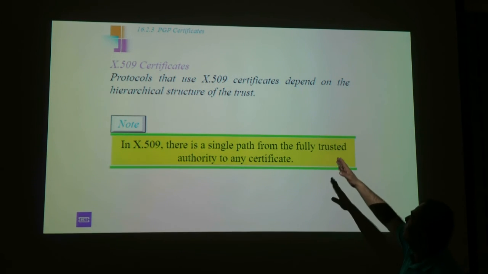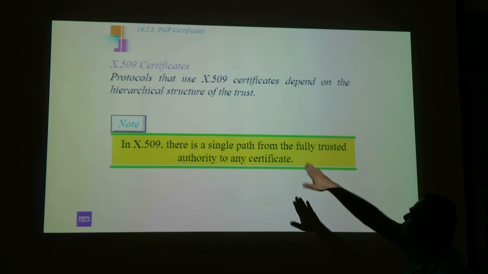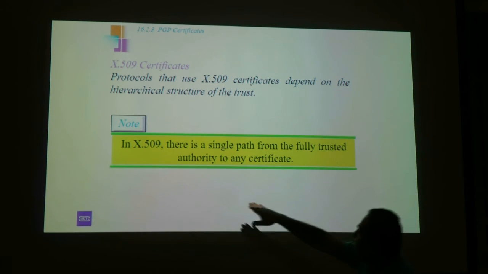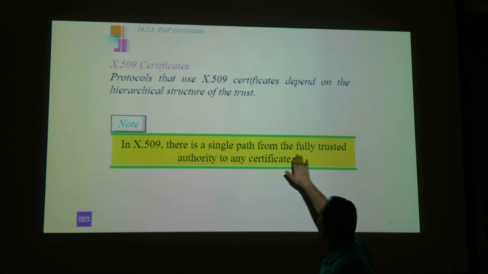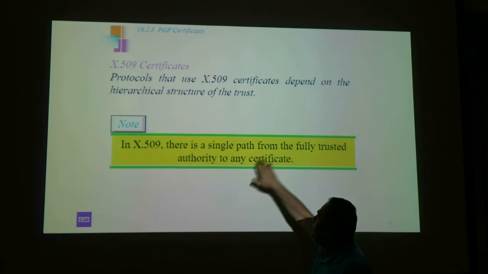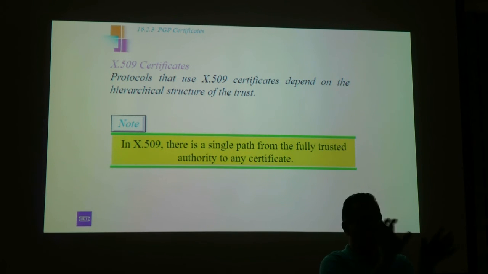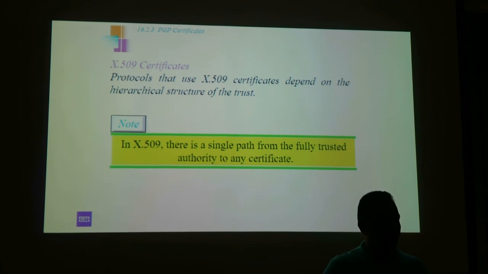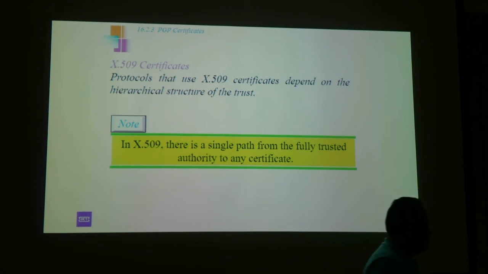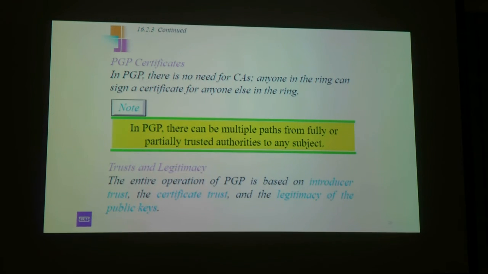Certification depends on the hierarchical structure of the trust. In X509, there is a single path from the fully trusted authority to any certificate. We learned that there's a root and there are certificate authorities, first layer, second layer, and all of that, so it might be a longer process. We could have a certification using PGP. In PGP there is no need to have certificate authorities. Anyone in the ring can sign a certificate for anyone.